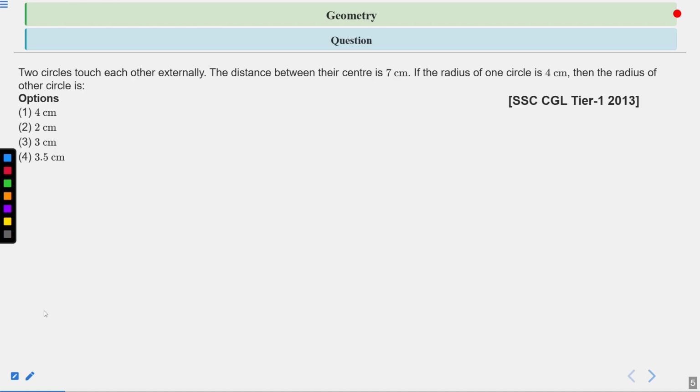Two circles touch each other externally. The distance between their centers is 7 centimeter. If the radius of one circle is 4 centimeter, then what is the radius of the other circle? This question was asked in the SSC CGL Tier 1 exam in 2013. There are four options: first one is 4 centimeter, second is 2 centimeter, third one is 3 centimeter, and fourth one is 3.5 centimeter. Now you have 10 seconds to analyze the question. Your time starts now.